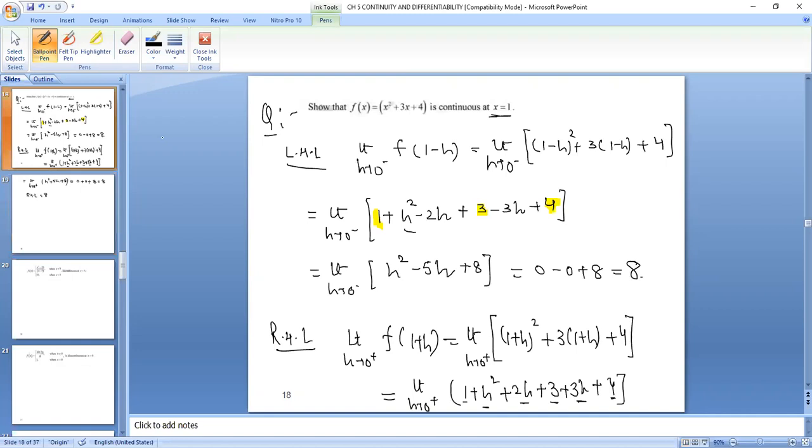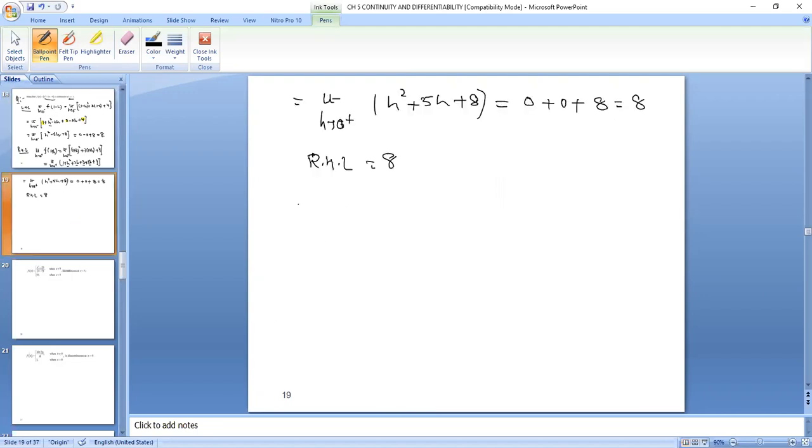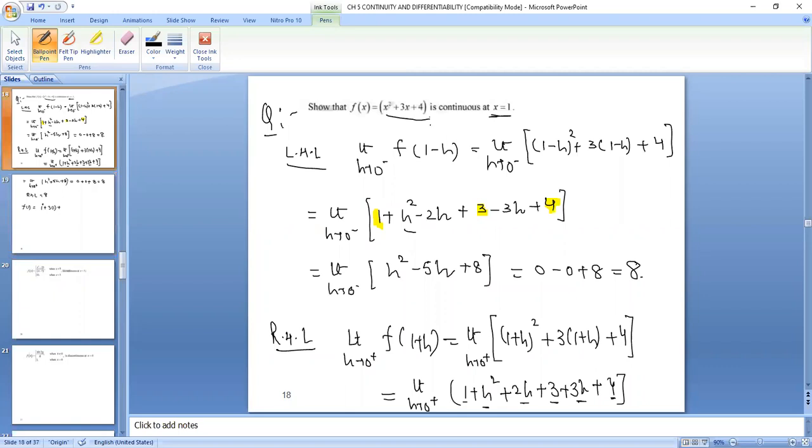Then we will find the value of the function f of 1, right? So f of 1 will be 1 square plus 3 into 1 plus 4.